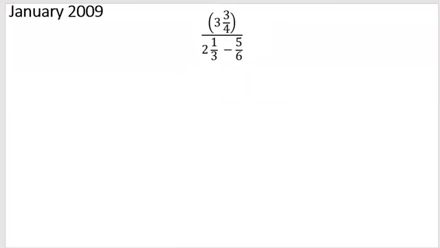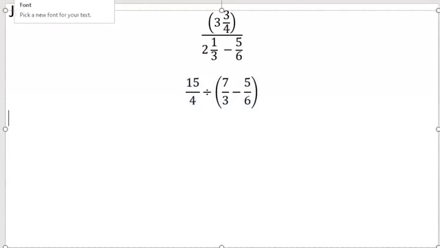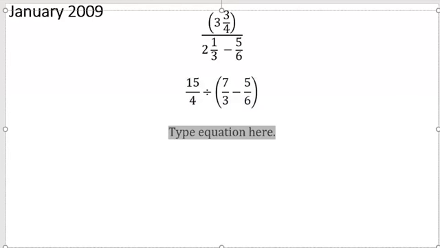So now we have January 2009. What we have is 3 and 3 upon 4. So 3 fours 12 plus 3, 15 upon 4, and that is divided by this fraction of 2 3 6 plus 1, 7 upon 3 minus 5 upon 6. We're just going to work the denominator portion of the fraction first, which I've decided to put in the brackets.